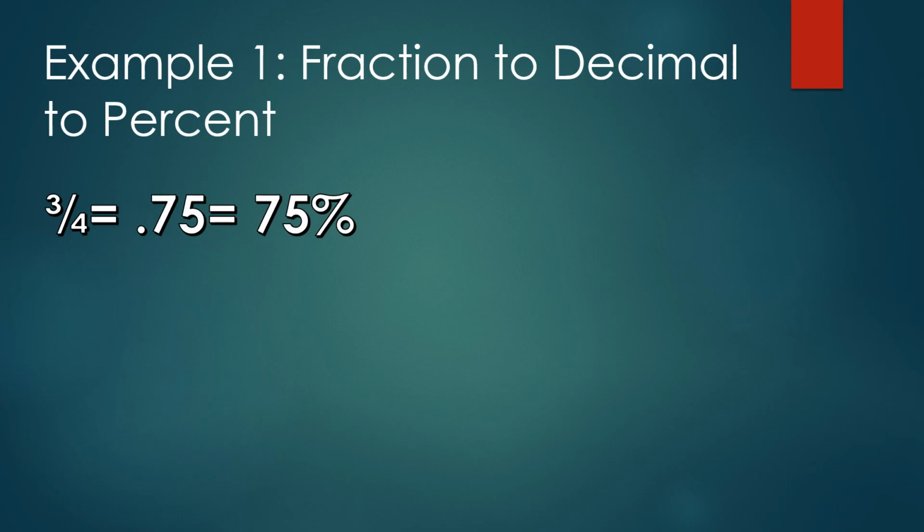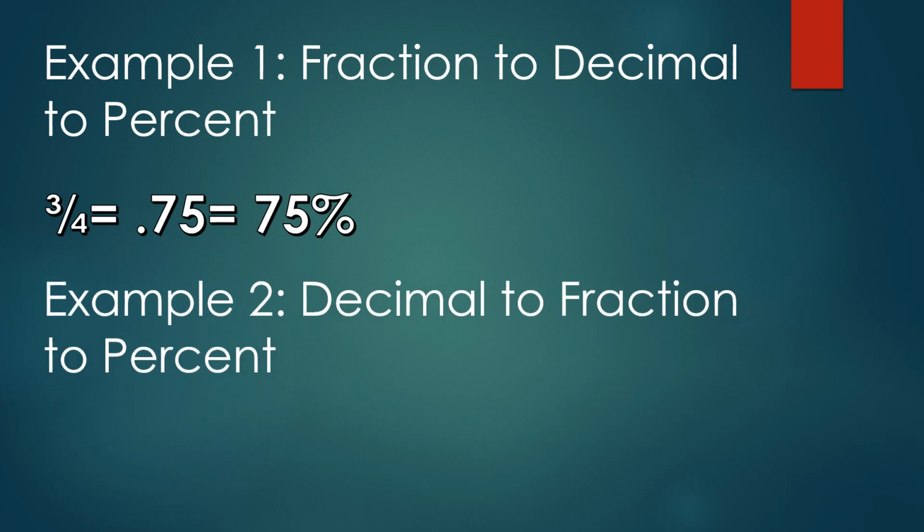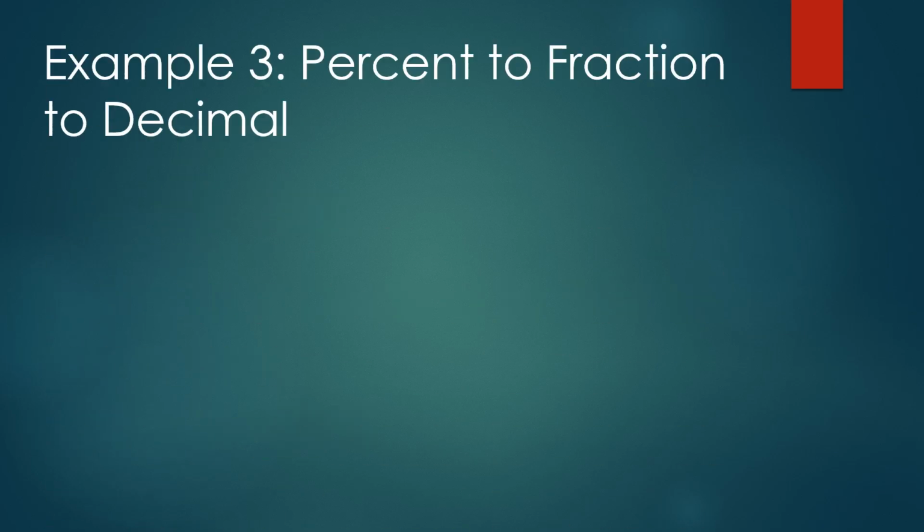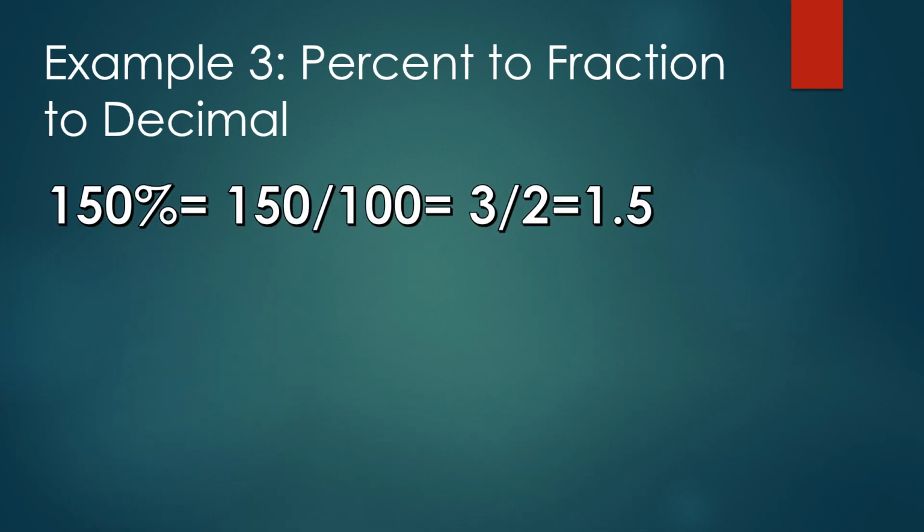So, 3/4, that is equivalent to 0.75 and 75%. Another, example number 2, decimal to fraction, again, to fraction to percent. So, that is 0.5. That is equivalent to 1 half and is equivalent to 50%. Example number 3, percent to fraction to decimal. So 150%, that is 150 over 100, or that is 3 halves. And decimal, this is 1.5.